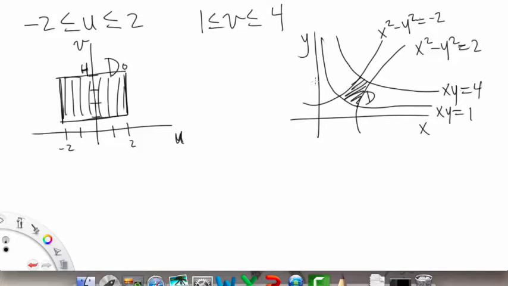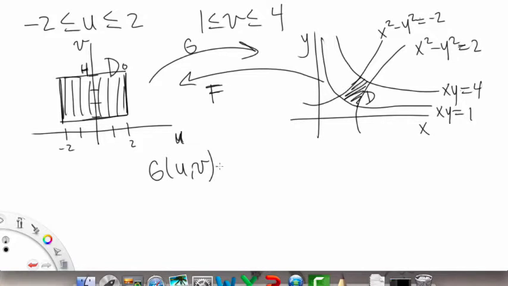And somehow f, our function, takes it from the xy plane to the uv plane. Okay, so f is doing this. That's allowing us to do that. So what we're concerned with is g. G going from left to right. So g takes us from uv into xy, somehow like this. Okay?